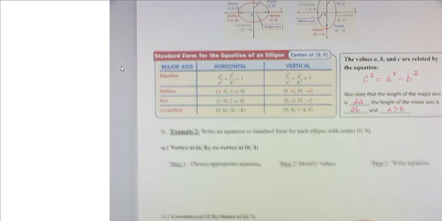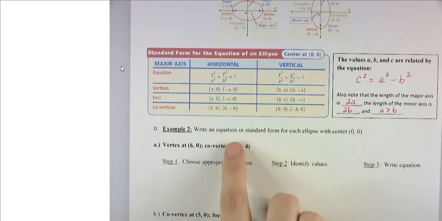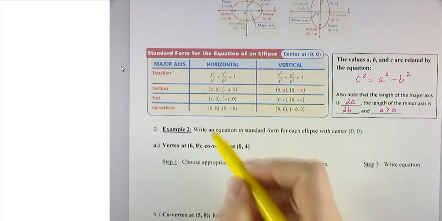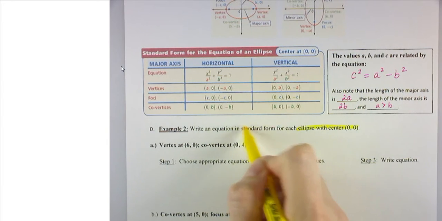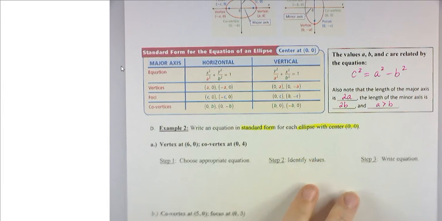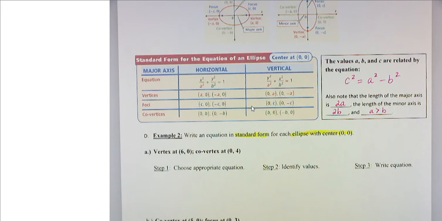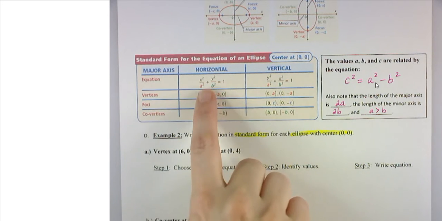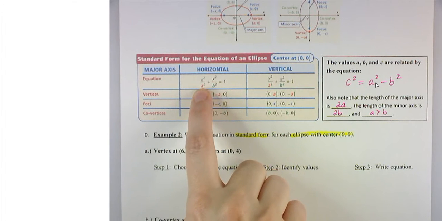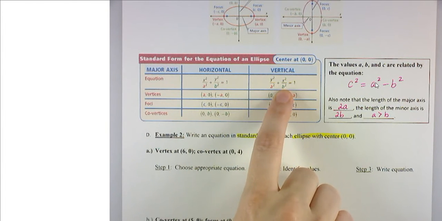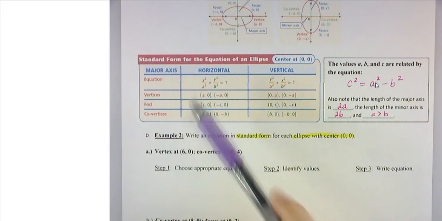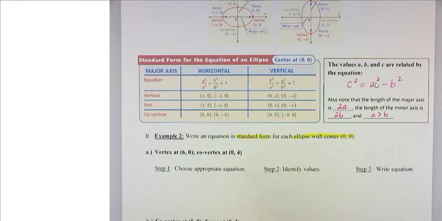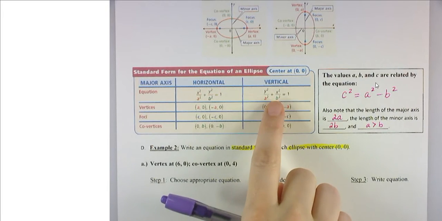Okay, we are continuing with 12.3, where example 2 says to write an equation in standard form for each ellipse with a center of 0, 0. So notice first that in your standard equations, you do have a squared and b squared, a squared and b squared, okay? So you need to know a and b for every single problem.